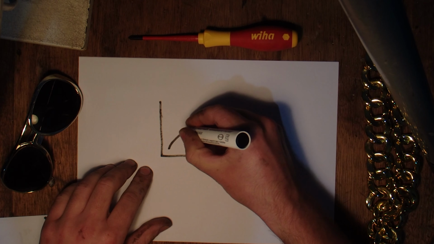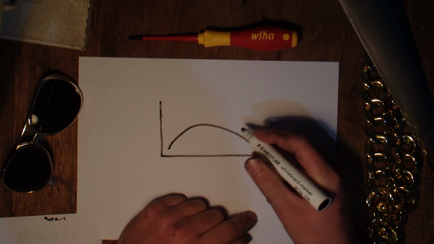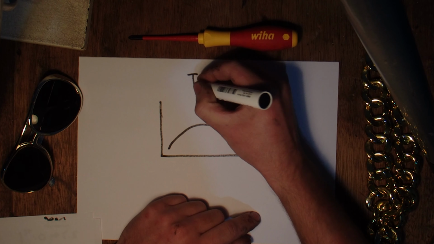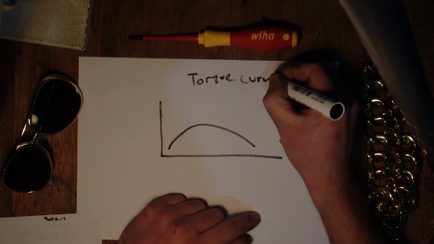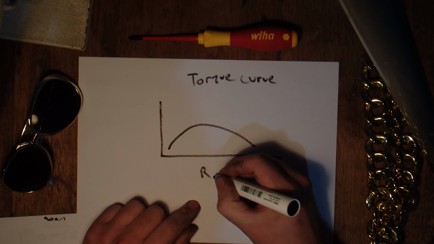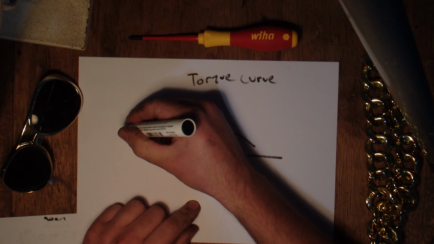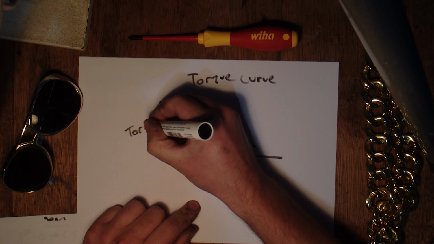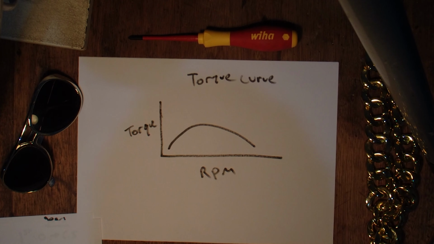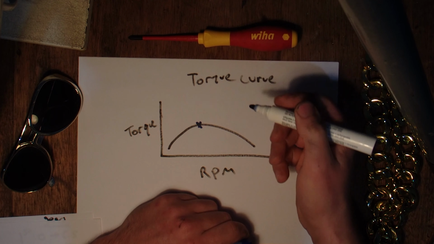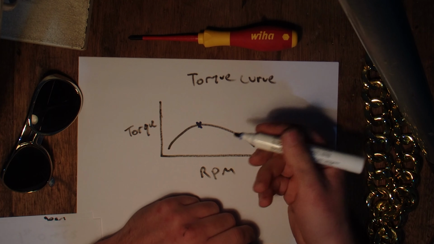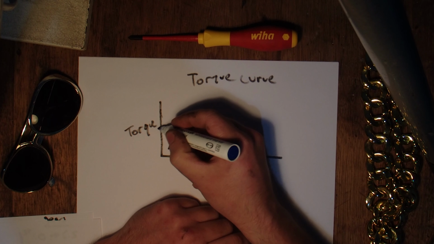Let's say your torque curve looks like this. Cool. So torque curve, and RPM again, and torque. Fantastic. So what you can see is this is the peak torque here. And, you know, for discussion, let's say that's at 400 Newton meters or whatever it happens to be. Let's say it's 400.